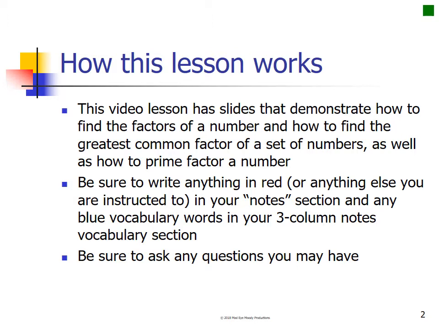You want to make sure that anything you see in red or anything that is instructed to you to write down, you put in your notes section. And any blue vocabulary words that you see should go in your 3-column notes vocabulary section. And of course, it's very important that you ask any questions that you may have while you watch the video lesson.